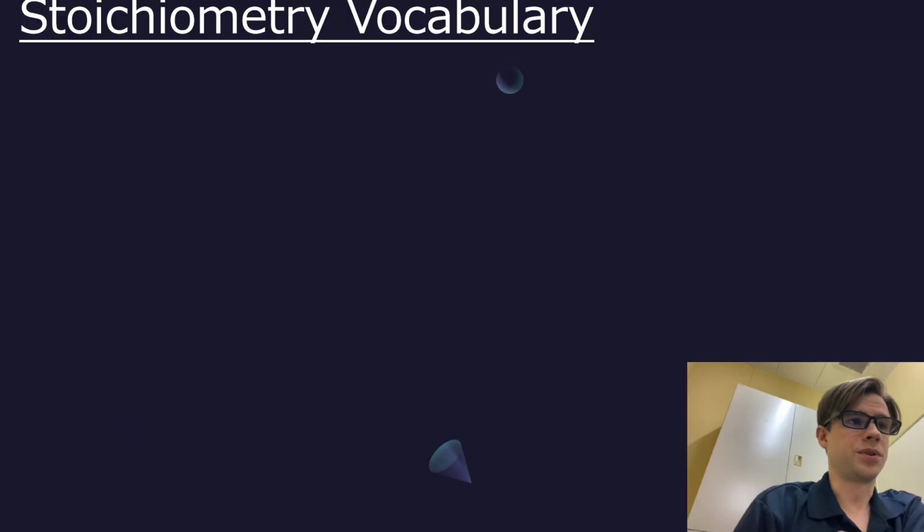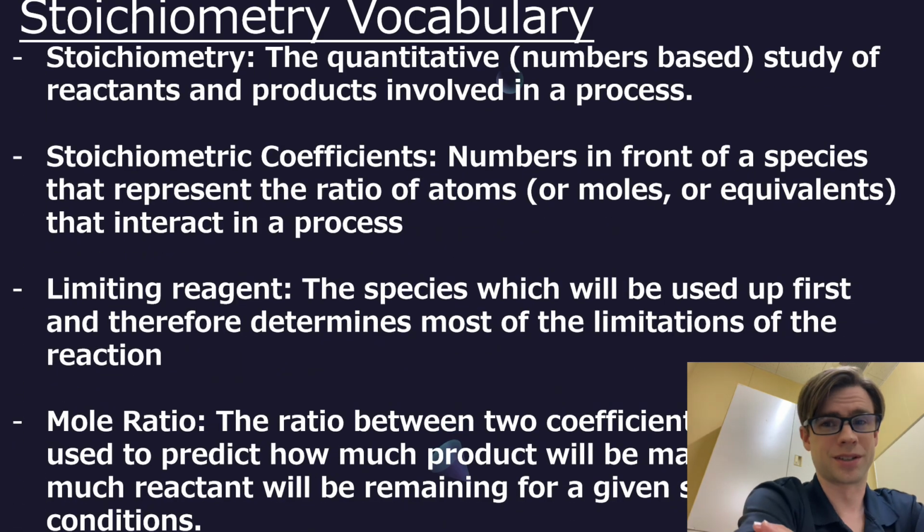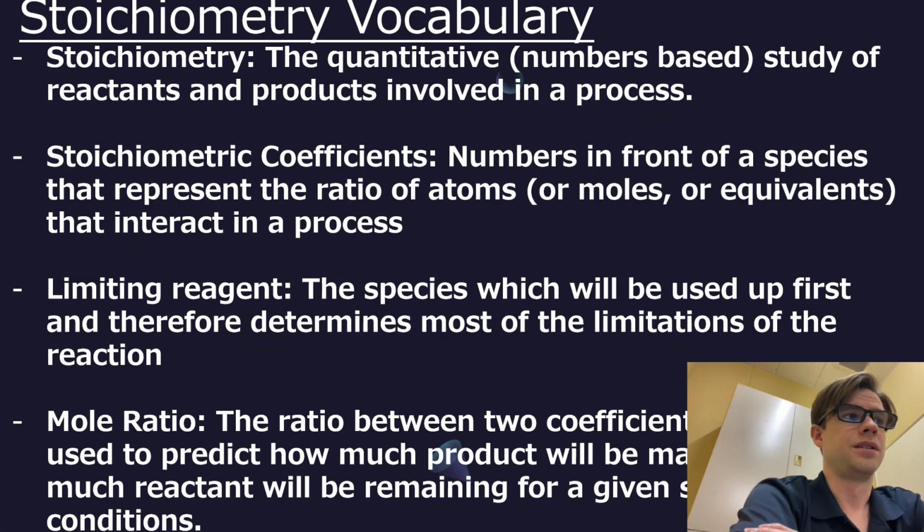So, stoichiometry vocabulary. First of all, the word stoichiometry is kind of new, right? We don't use that in everyday language for sure, but what does it mean? It's the quantitative, numbers-based, measurement-based study of reactants and products involved in a process.